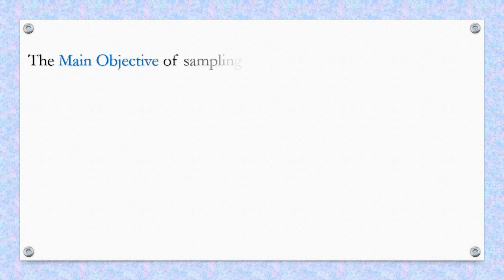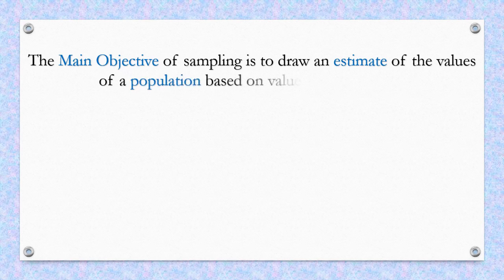The main objective of sampling is to draw an estimate of the values of a population based on the values of the sample. That means we do sampling because using the values obtained from the sample, we estimate that since the sample has this many values, the population must also have the same value. For example, if there are 1,000 students in a school and I take a sample of 100 students, and I take the average height of these 100 students, I estimate that the 1,000 students must also have the same average height. This is what we do using sampling.